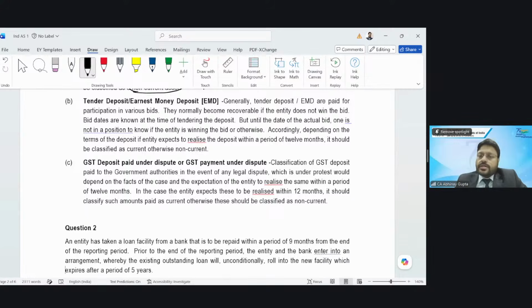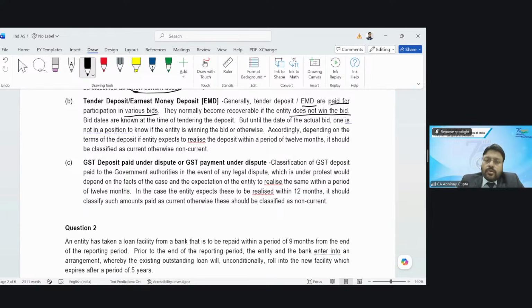Tender deposit, earnest money deposit. What is an earnest money deposit? Tender deposits or earnest money deposits are paid for participation in various bidding, right? If we are bidding for something, then we deposit a certain amount so that in case we win, we can be made responsible to execute the contract. They normally become recoverable if the entity does not win the bid. As and when the bid results are announced, and if our name is not in the awardee list or the winner list, then these deposits become refundable, right?